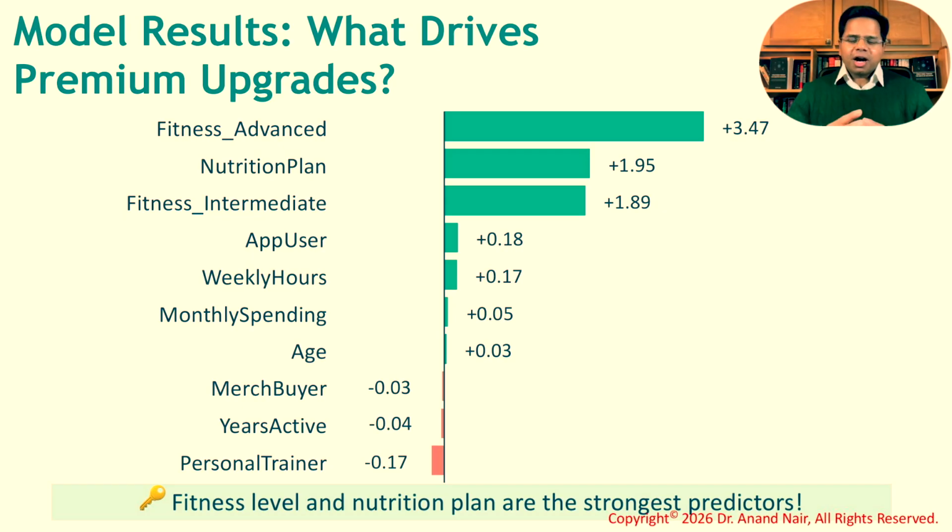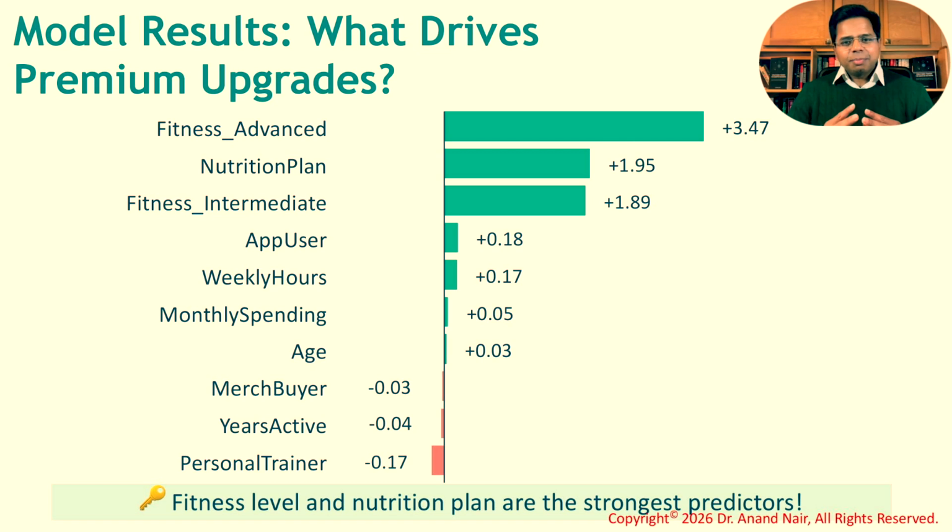The big winners are Fitness Advanced plus 3.47 and Nutrition Plan plus 1.95. These customers are much more likely to upgrade. Makes sense, they're already heavily invested in fitness. Fitness Intermediate is also positive, plus 1.89, though not as strong as Advanced. There's a clear progression here.